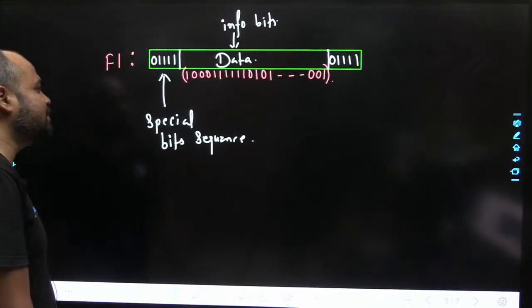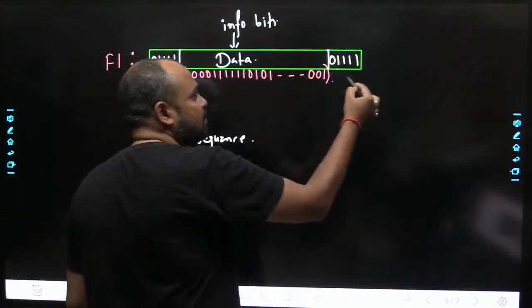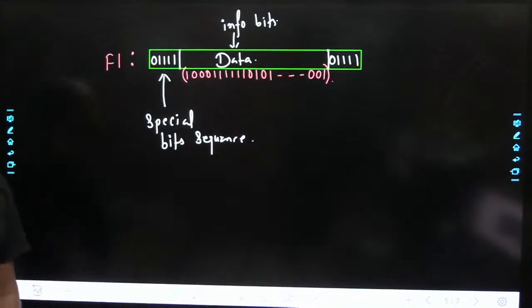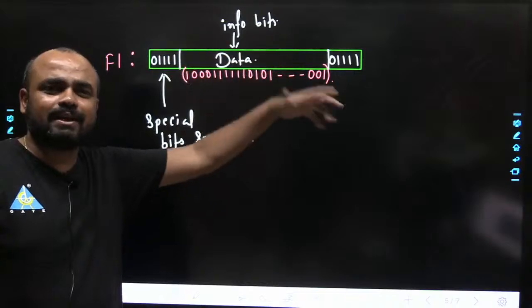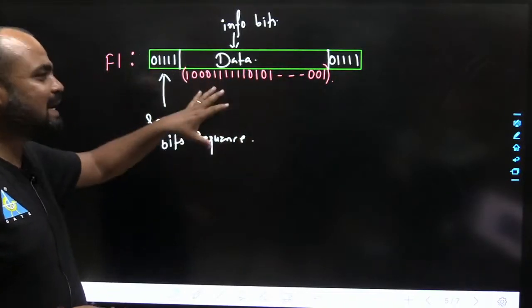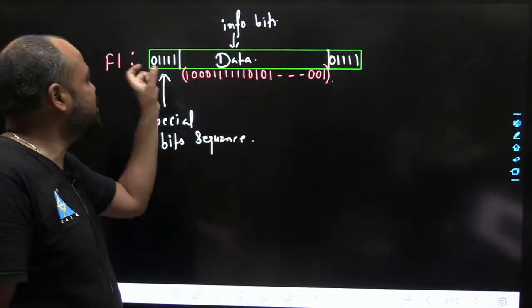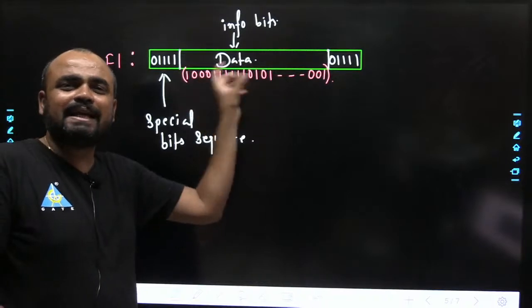What I have done? I have just implemented a special bit sequence at the beginning and the ending of the frame. So what are the challenges if you are doing these things? That I will discuss later on. Please try to understand these things only. Okay. So what are the challenges you are going to face whenever you implement this special sequence at the beginning and ending of frame?